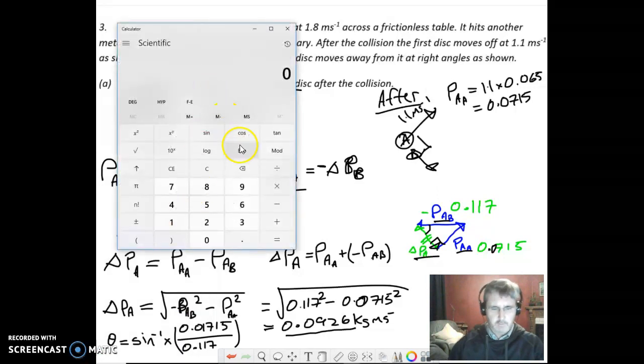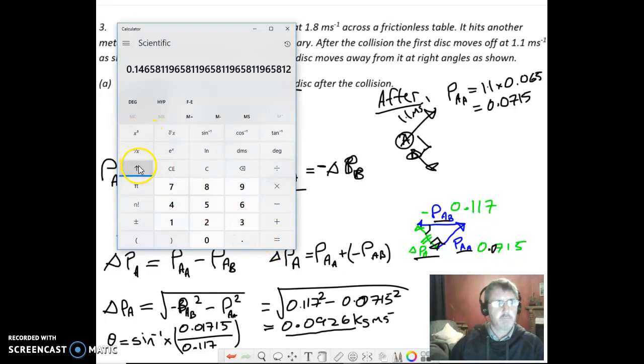Here it goes. So let's try this. Okay, let's do what's in the brackets first. So 0.01715, wait a minute, 1715 divide 0.117 equals, and then I want to do the inverse sine of that. And the answer is 8 degrees. This is so wrong. I'm feeling so bad here at the moment. What have I done wrong?